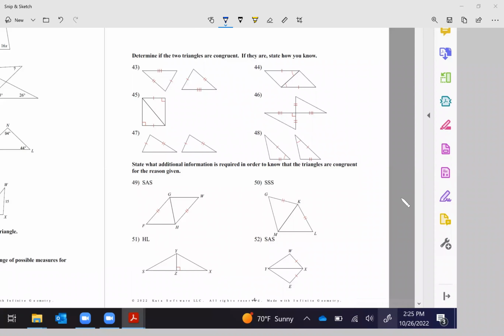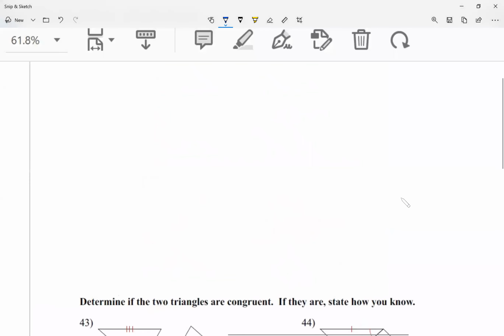Okay, we're gonna start talking about congruent triangles. So first of all, let me talk about what we mean with congruent. Let me write congruent. Now, congruent triangles are two triangles that look exactly the same shape, same size.